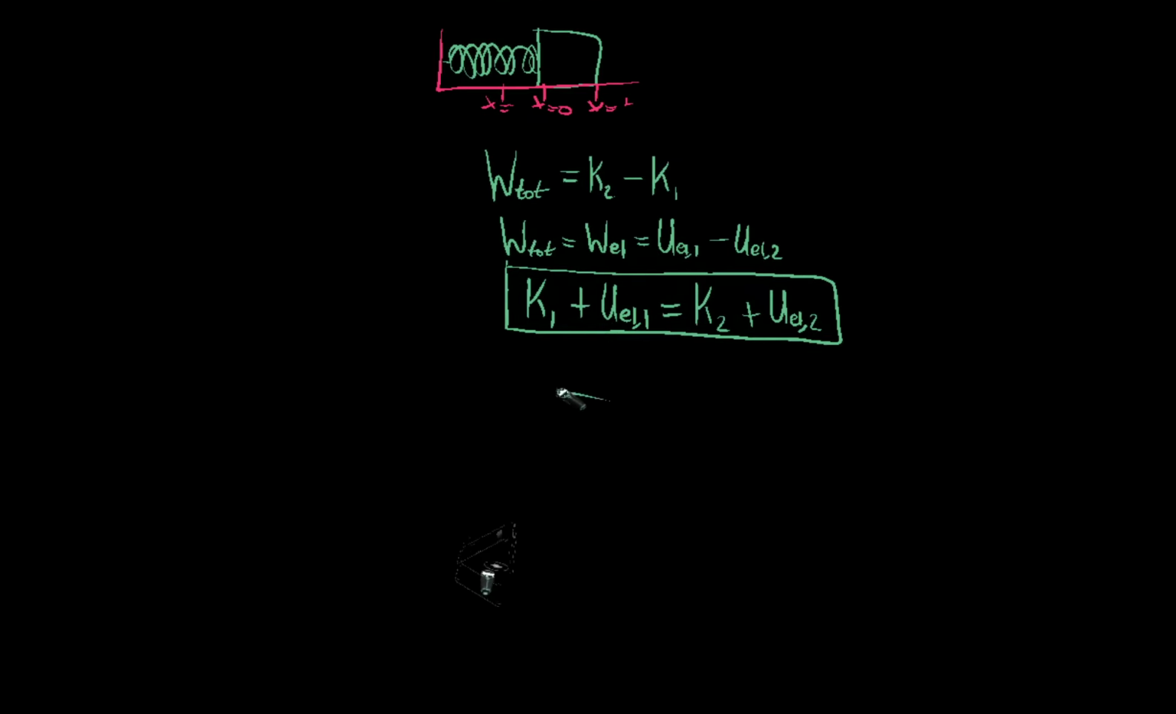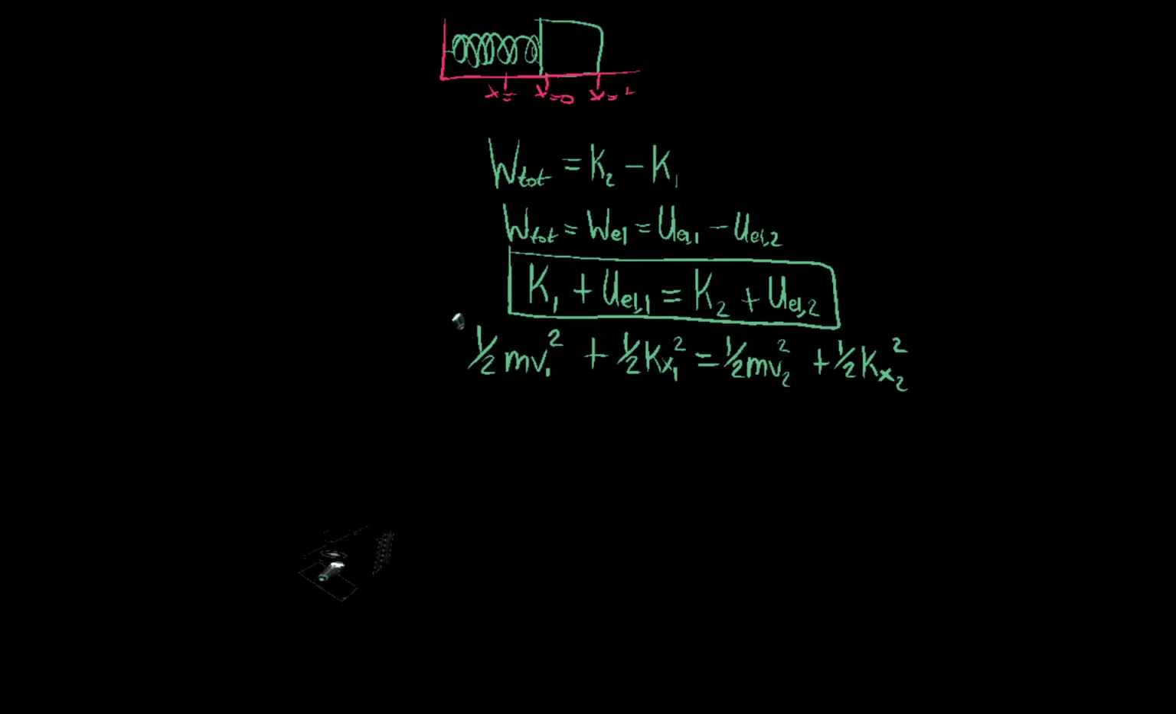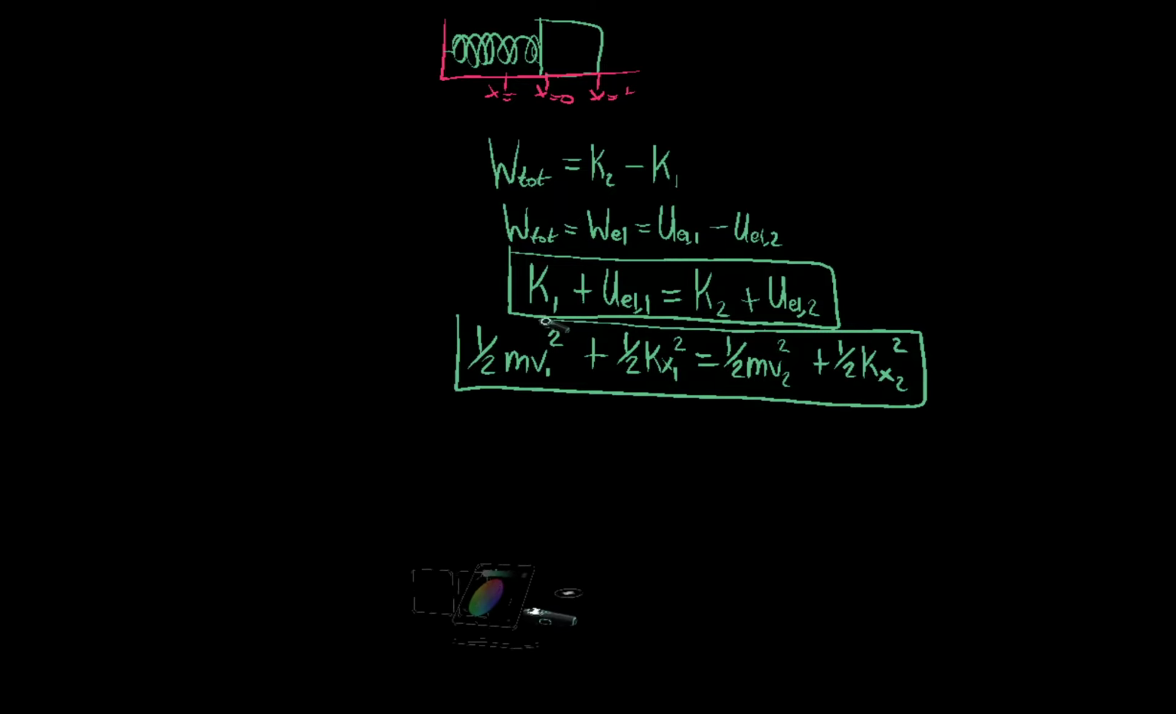So to write this out fully, we know kinetic is 1/2 mv1 squared, and now our new elastic potential is 1/2 kx1 squared, equals 1/2 mv2 squared plus 1/2 kx2 squared. So they're very similar looking, 1/2 mv squared and 1/2 kx squared, but they refer to two completely different things. Right? This is kinetic, and this is elastic potential.